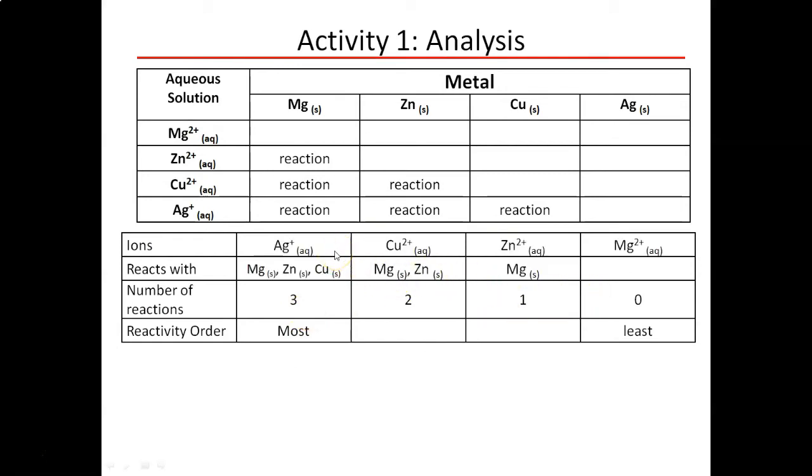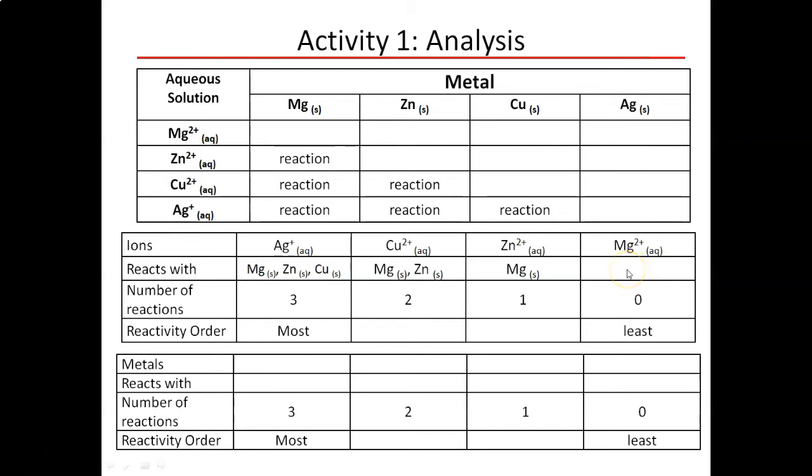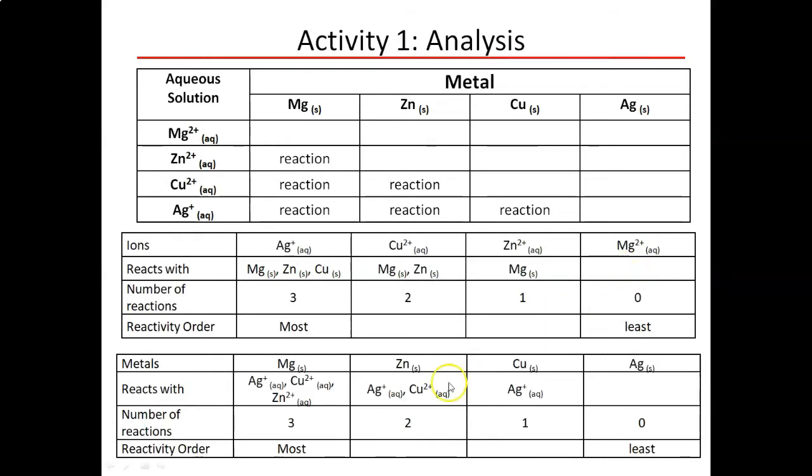If we were to summarize our observations and look at the number of reactions, we could see that my silver ion reacted with all of the metals. My magnesium ion reacted with none of them. Likewise, if we look at the reaction of the metals, we can see that the magnesium solid reacted with all of the ions in solution, while the silver reacted with none.